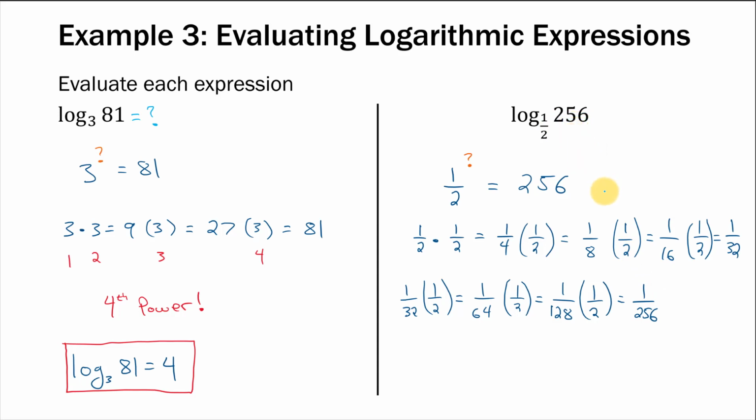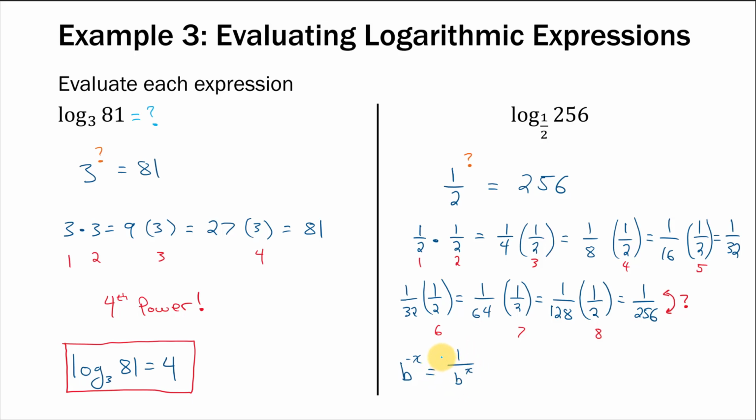How many times did I multiply that? I've got 1, 2, 3, 4, 5, 6, 7, 8. So 8 times I multiplied 1/2 by itself to get 1/256. But over here I have 256. How can I get this to flip? If you remember in our exponential expressions videos, if I have a base raised to a negative power, that's the same thing as 1 over that base raised to a positive power.